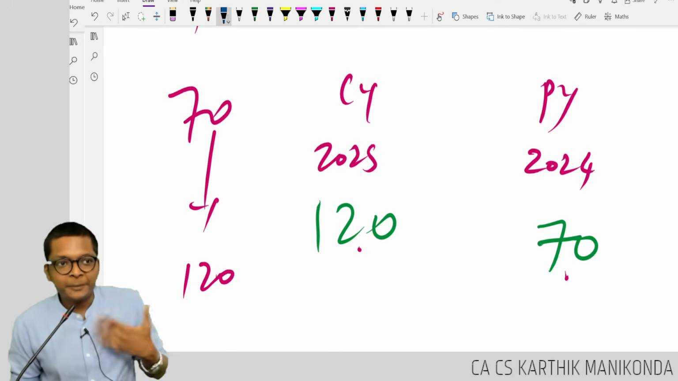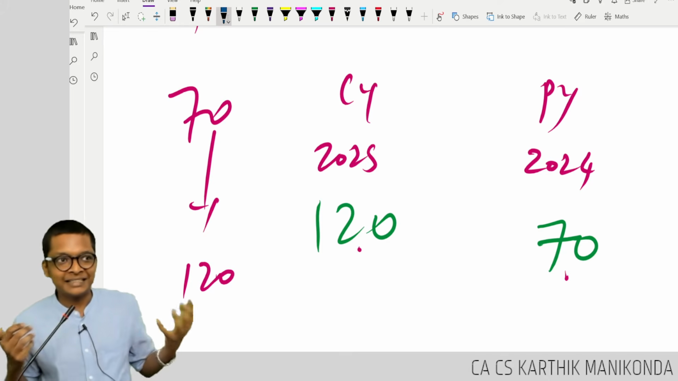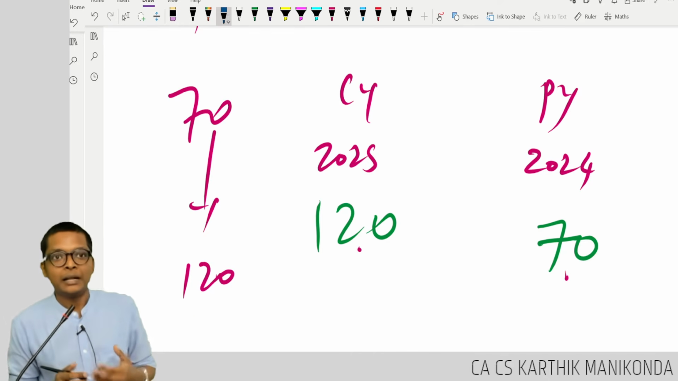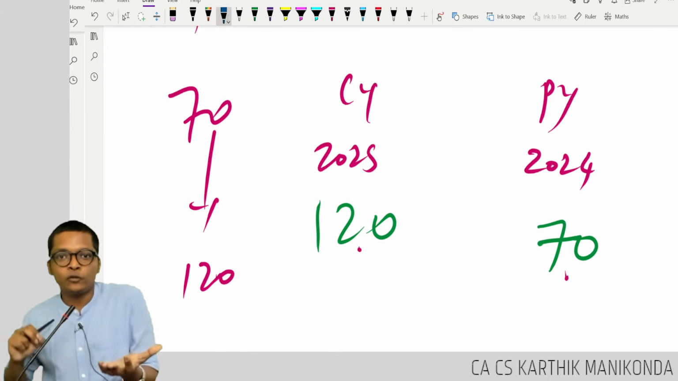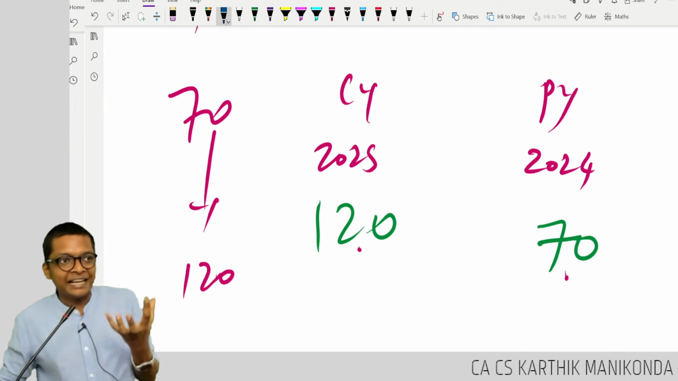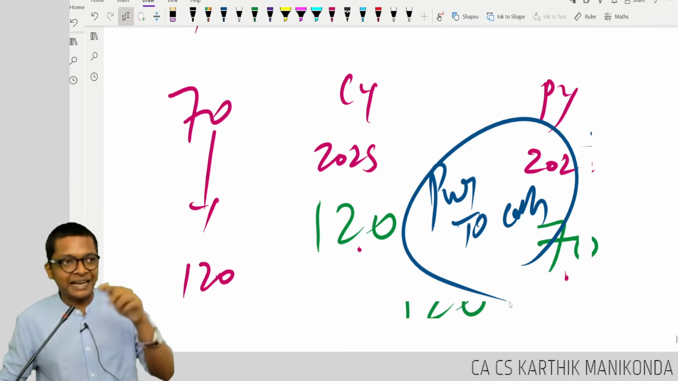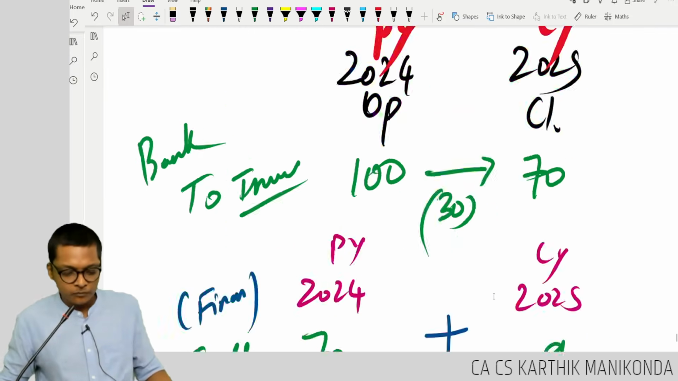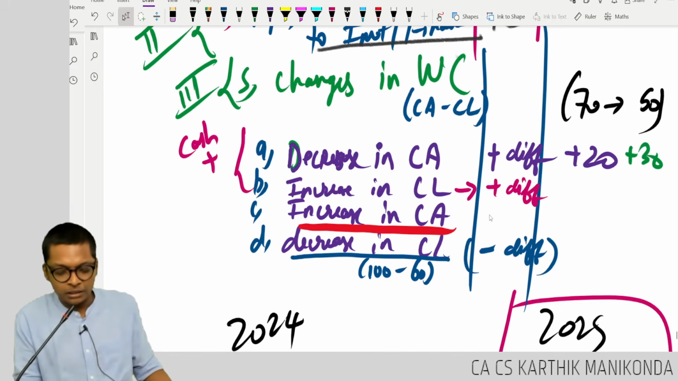Inventory. That means what? How will inventory increase? Suddenly, one iPhone will not become 2 iPhones. I would have purchased my inventory. If you purchase inventory, you have to pay for it. So if you are paying, what will happen? Cash will decrease. So my entry for this is purchase to cash. Cash decreases, so the difference over here, increase in current asset, the difference will be reduced.